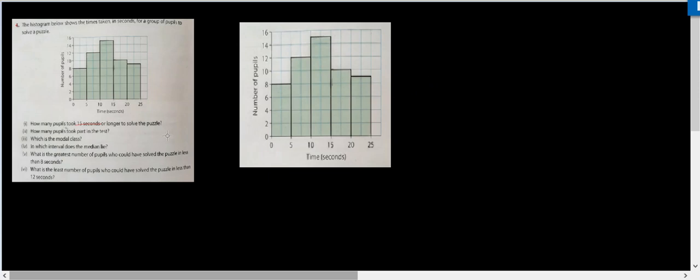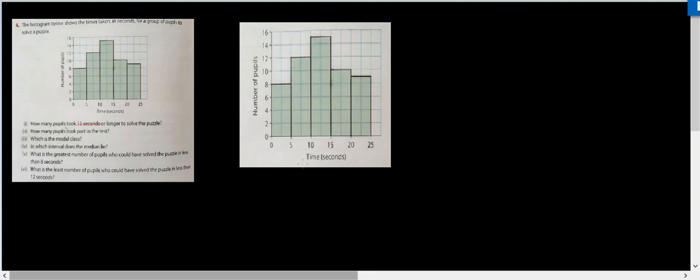So what I'm going to do is work through one of the questions that I gave you just before the start of the holidays. We have a histogram, and it's asking us: the histogram below shows the time taken in seconds for a group of pupils to solve a puzzle. I've just taken the histogram here and blown it up.